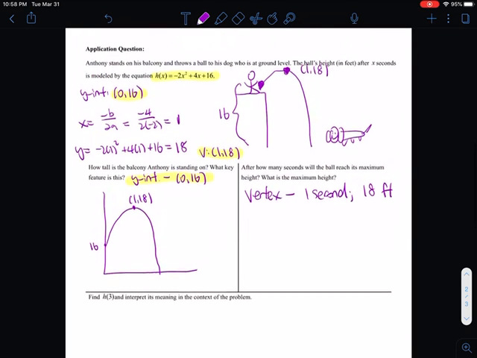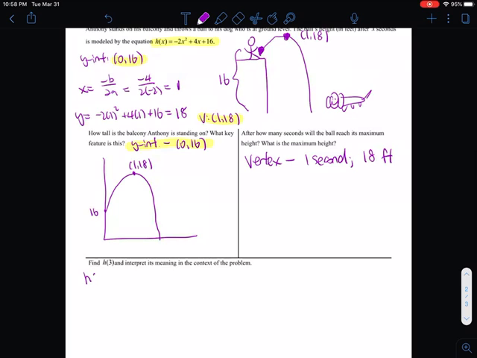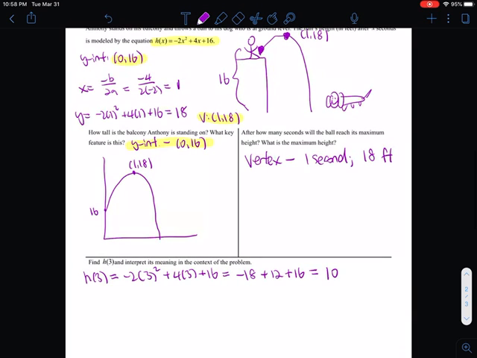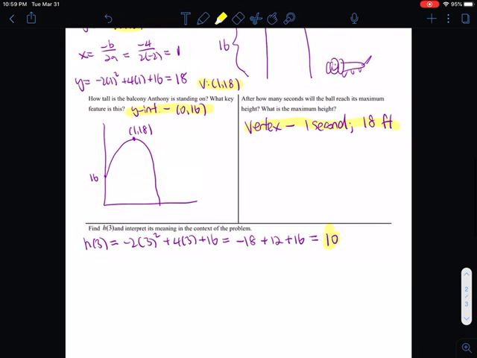And then finally, find h of 3 and interpret its meaning. So something we've done many times before. Let's go ahead and plug in 3 into our equation. Plus 4 times 3 plus 16. So that looks like negative 2 times 9. So negative 18 plus 12 plus 16. And that looks like 10. So there is h of 3. h of 3 is 10.